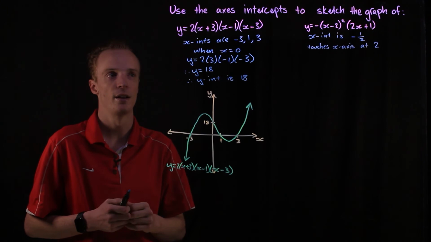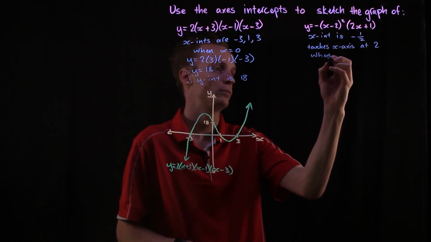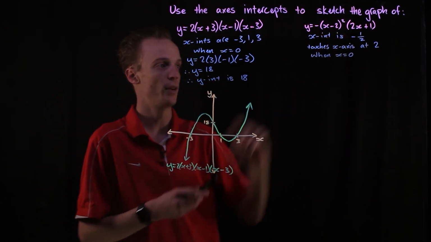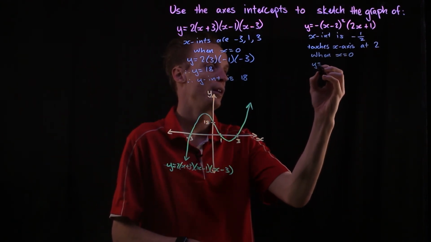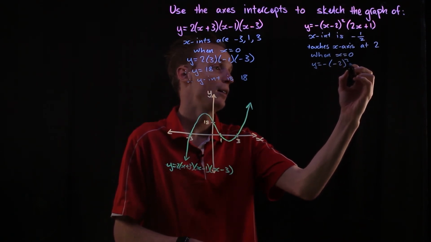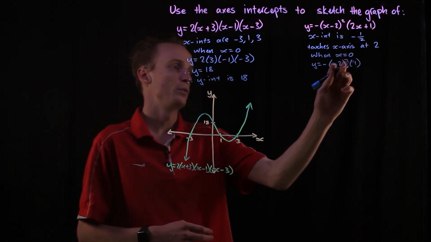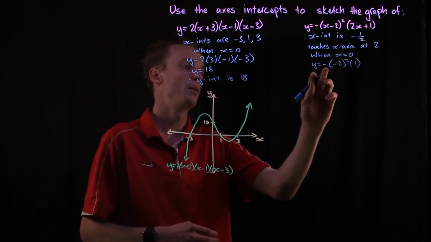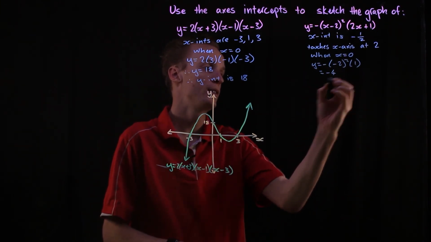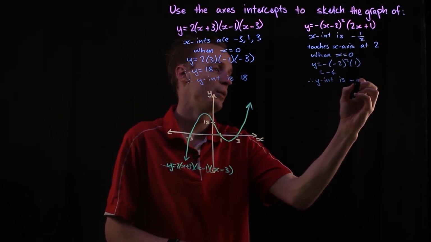Now, the other thing I need to find out is the y-intercept. I find that when x is equal to 0. When x equals 0, I substitute 0 in for my x value here. So my y will equal the negative of (-2) all squared, multiplied by +1 overall. (-2) squared is +4. +4 multiplied by -1 is -4. Multiplied by 1 is just -4. So therefore my y-intercept is -4.